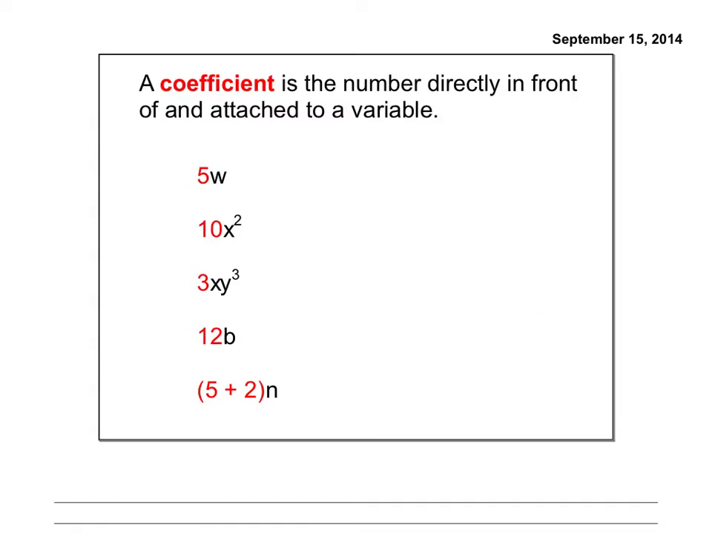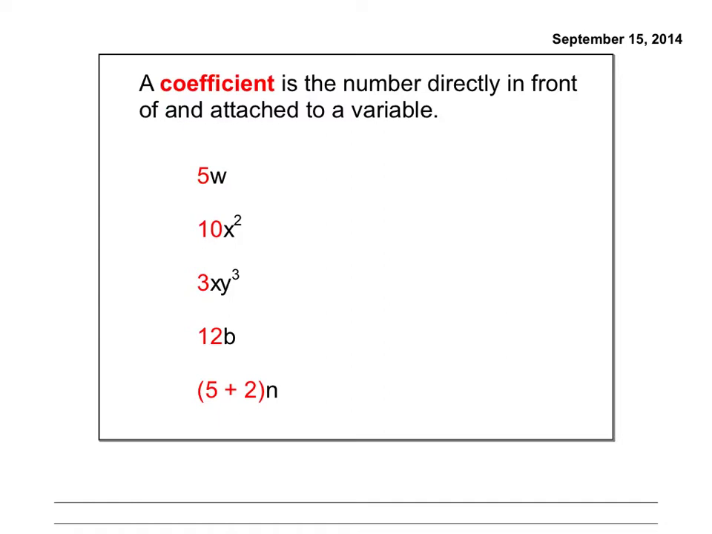A coefficient is the number directly in front of and attached to a variable. So all the ones in red here, the 5 is a coefficient, the 10 is the coefficient, the 3 is the coefficient, the 12 is the coefficient, and the 5 plus 2 is a coefficient.